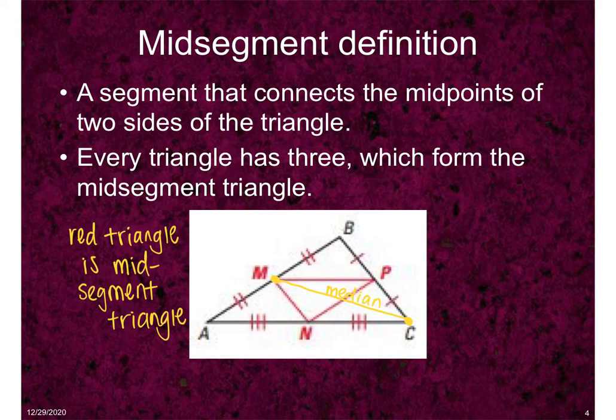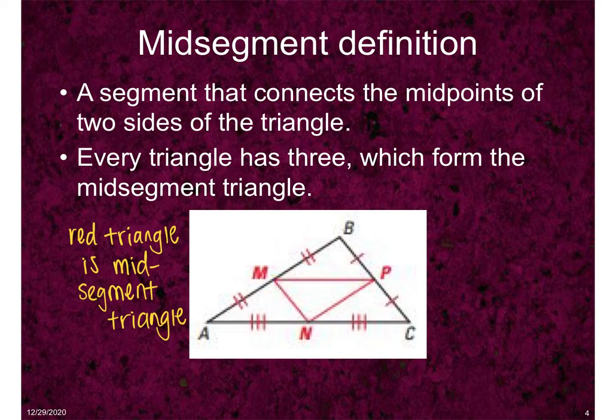If you don't want to write that in because it gets a little messy, you don't have to, right? But I just want you guys to notice the difference. The yellow one I drew, which was from a midpoint to a vertex, that's a median. Your mid-segments are going from midpoint to midpoint, okay?